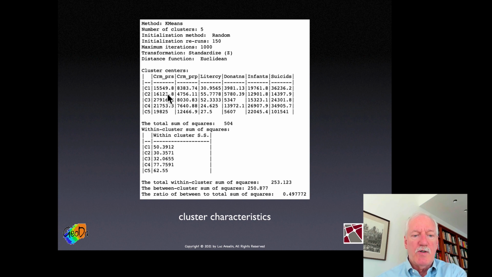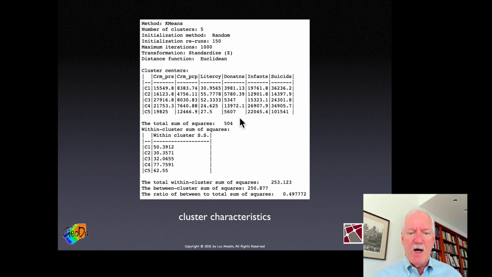C3 has much lower crime than C2, for example. And so with a little bit of imagination, sometimes with a lot of imagination, you can look at these means and interpret the clusters in terms of their profile on the different variables.